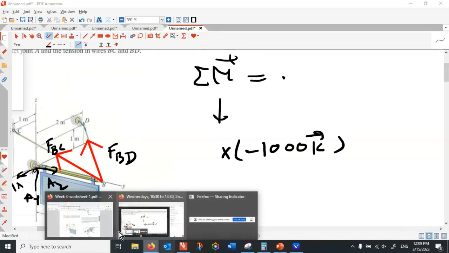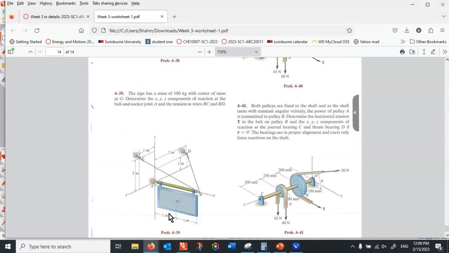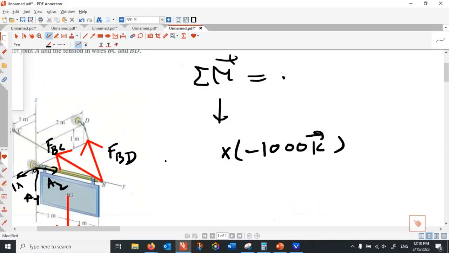The width of the panel is... do we know the size of the panel? All right, so that's not a problem. Why? Because I can shift the force of the G. So I can pretend that this force is applied here.